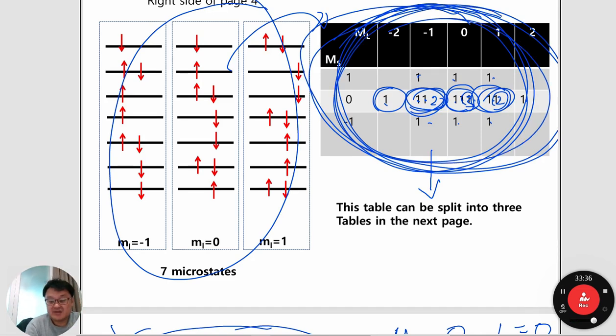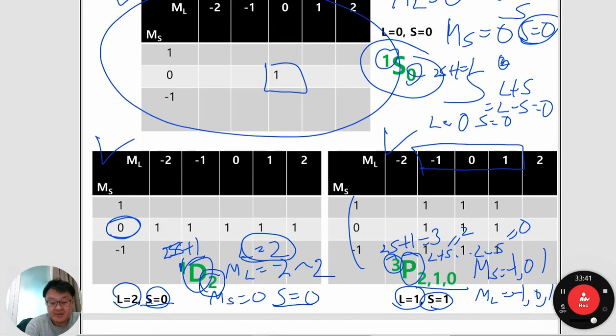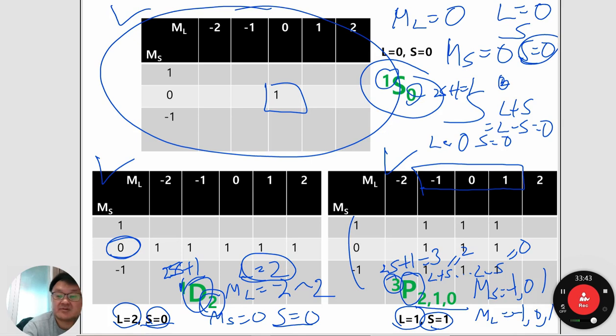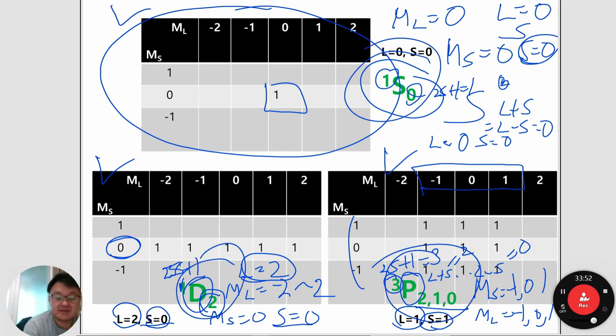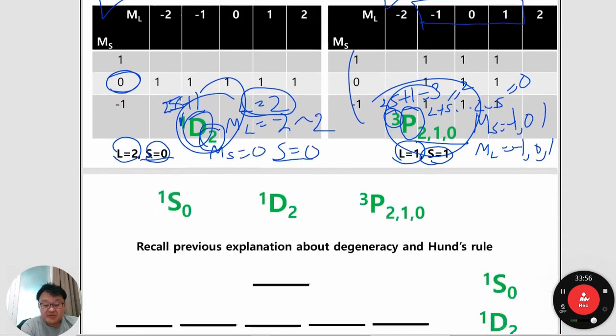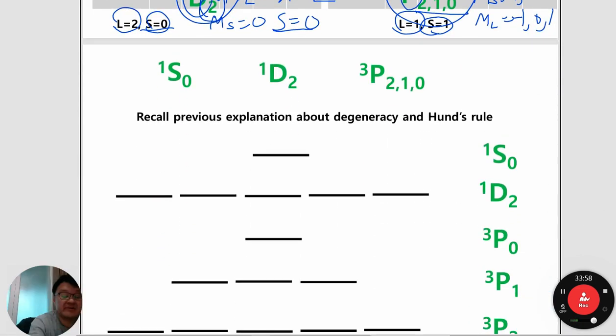This table is then separated into 3 different tables, okay? And from each table, we can determine capital ML and capital MS, then L and S can be determined, and for each table, we can determine the term symbols like that, okay? So these term symbols are given here.